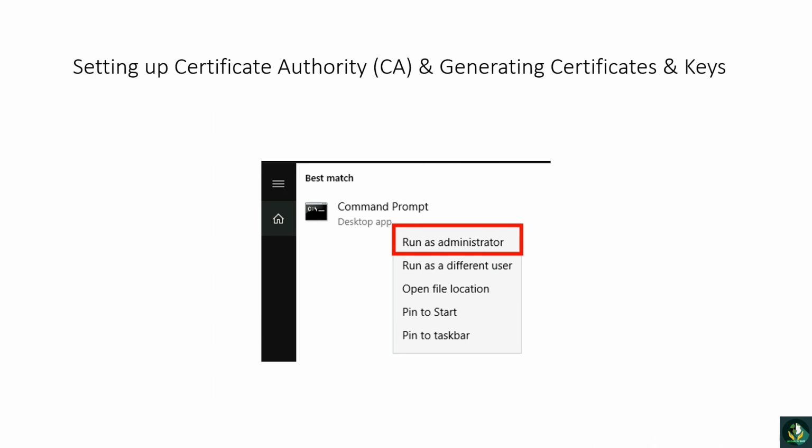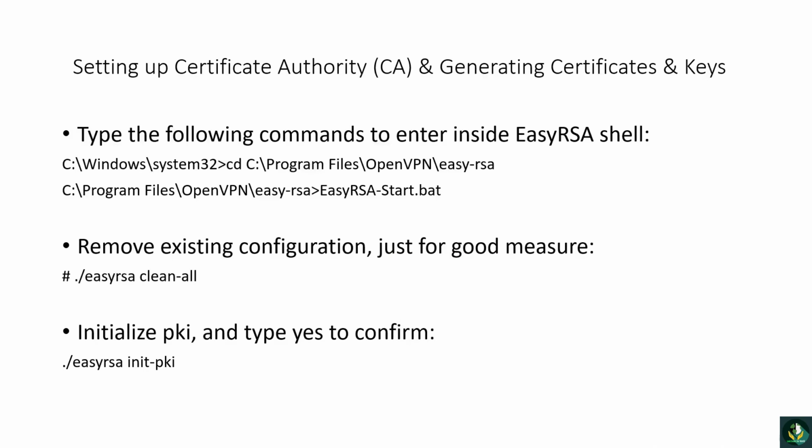And then we need to do some commands. We need to type these two commands to enter inside the EasyRSA shell. First simply type this, after that type that, and then it will enter the EasyRSA shell. After that, we need to remove the existing configuration just for good measure.